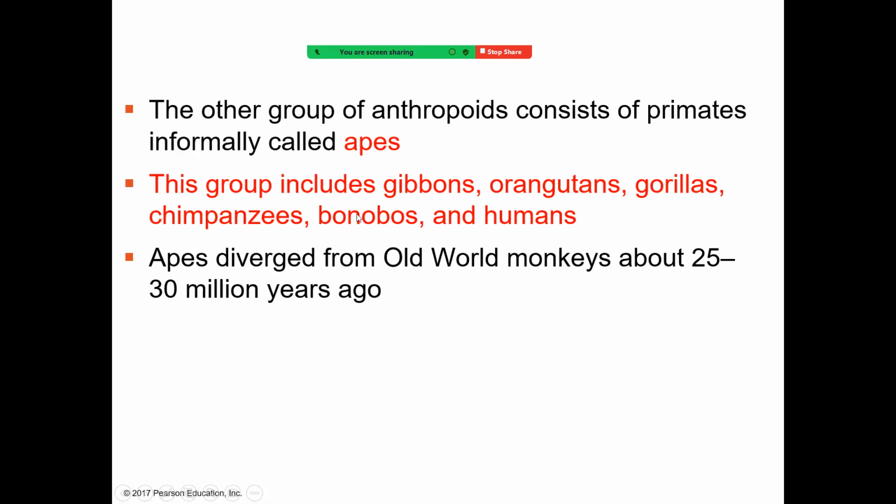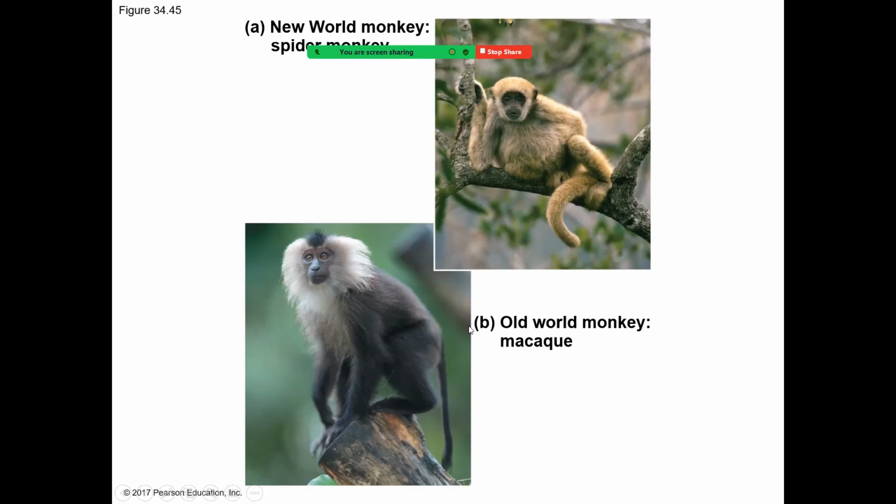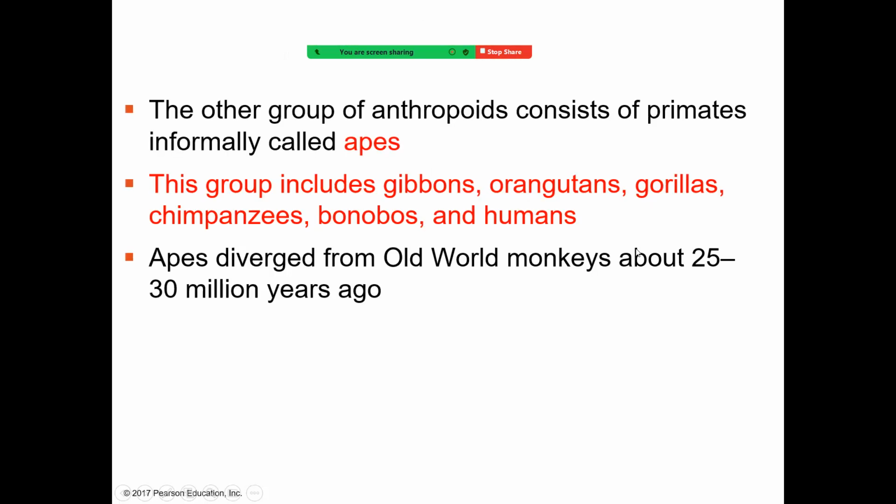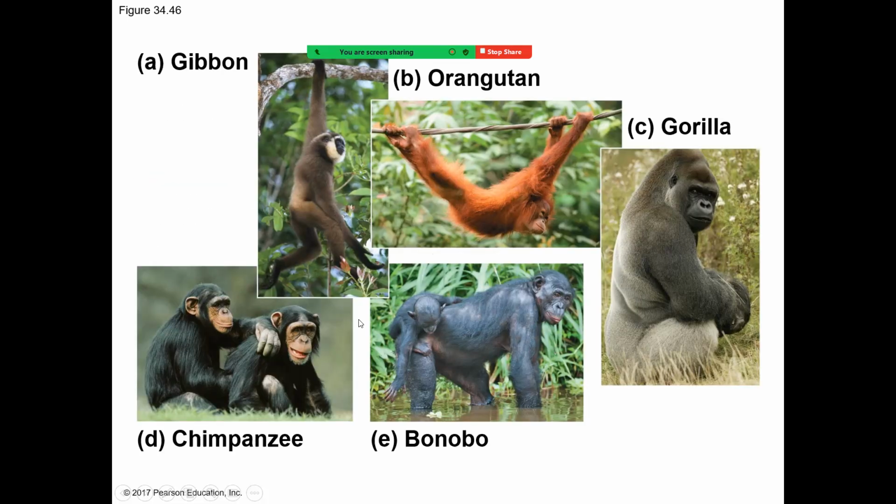So the anthropoids consist of primates, and formerly they're called apes. This includes gibbons, orangutans, orangutan. It's not orangutan. That's how most people say it. Gorillas, chimpanzees, bonobos, and humans. Apes diverged from the Old World monkeys, so macaque's an example, about 25 to 30 million years ago in Africa. So again, gibbons, chimpanzees, bonobos, orangutans, gorillas.